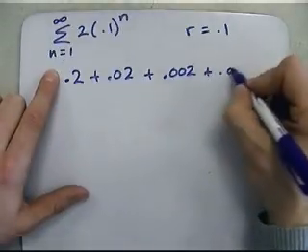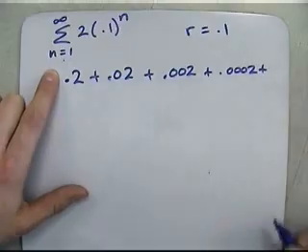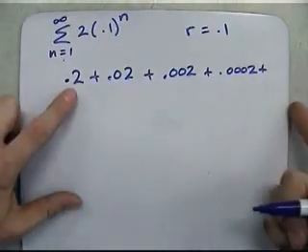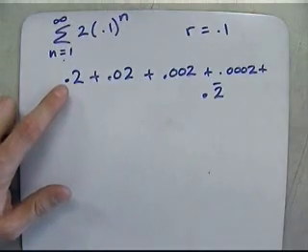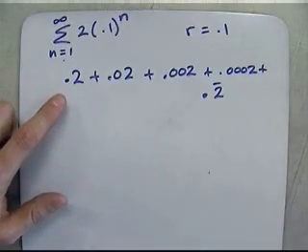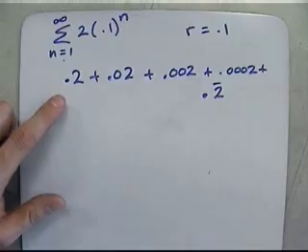Plus the next term, right? So what is this going to eventually get to? 0.2 repeating, right? It's going to go to 0.2 repeating, hopefully. I don't know if anybody knows what 0.2 repeating is. Anyways, let's figure it out.